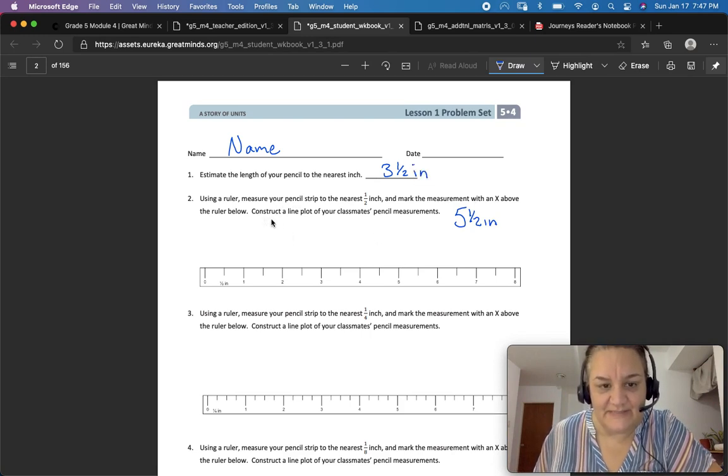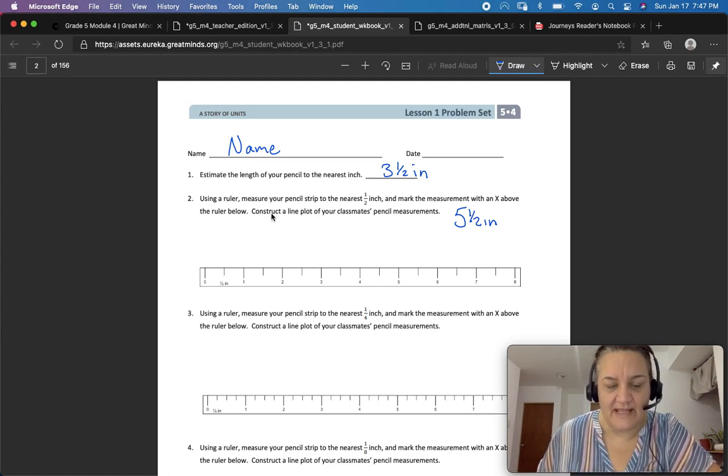That's why we measure, especially if you're making clothes or making origami, something like that. Measure your pencil strip to the nearest 1/2 inch and mark the measurement with an X above the ruler below. So right there, okay? Construct a line plot of your classmates' pencil measurements.